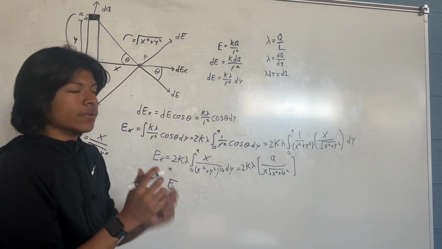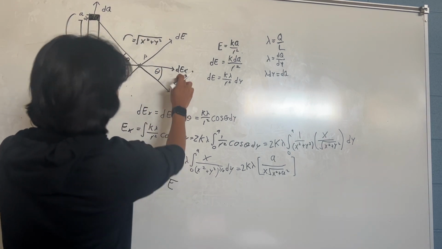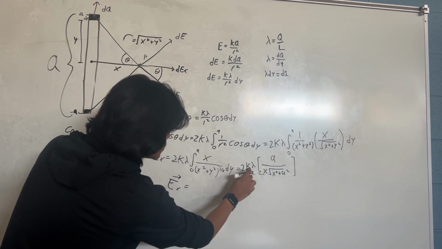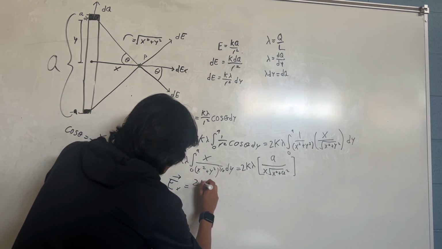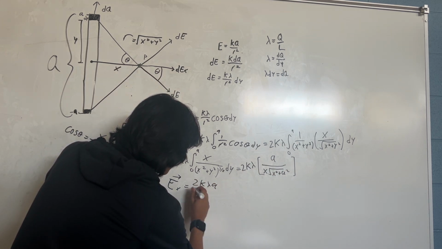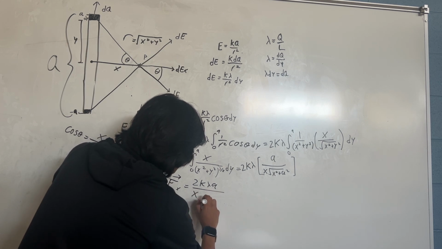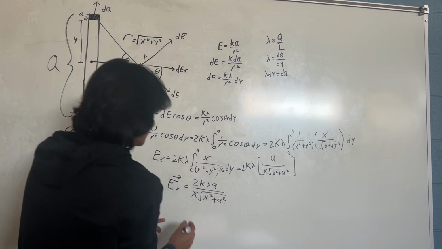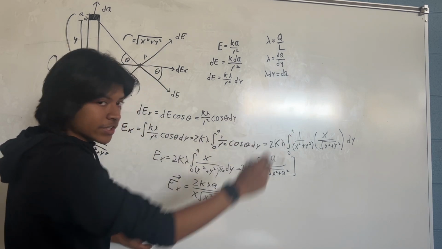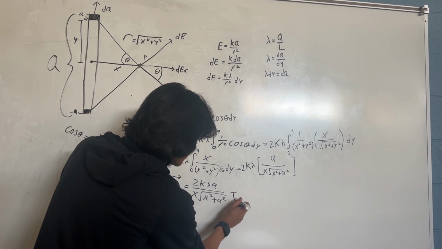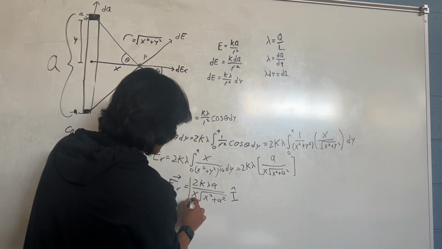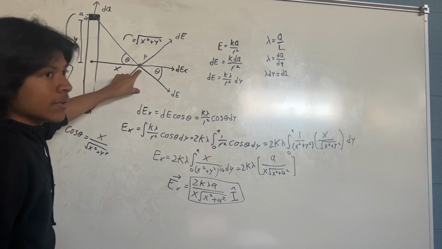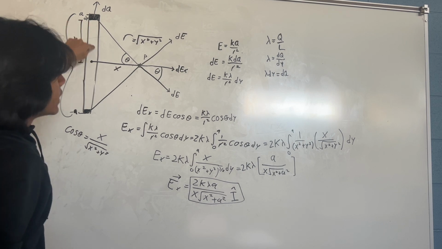And the electric field is a vector. Because we already know it's going in the x direction, we're just going to do this. So 2k lambda a over x times the square root of x squared plus a squared. Because this is going in the x direction, we're just going to multiply this by the unit vector i. Now this is the answer for the electric field created at some point P due to a line of charge.